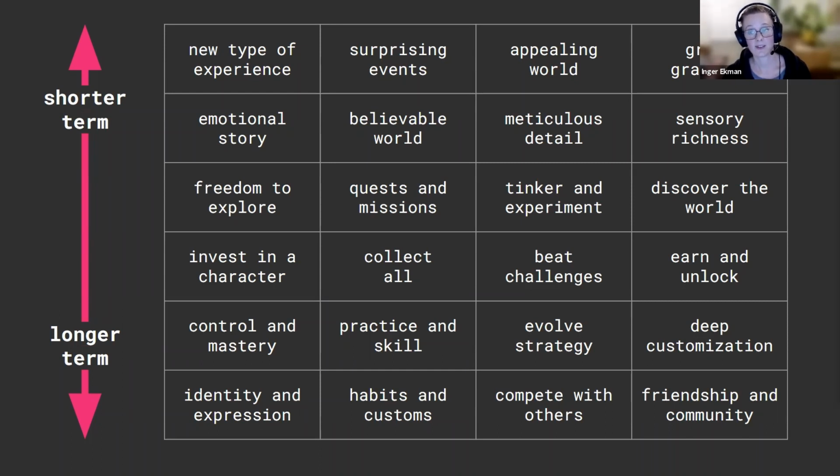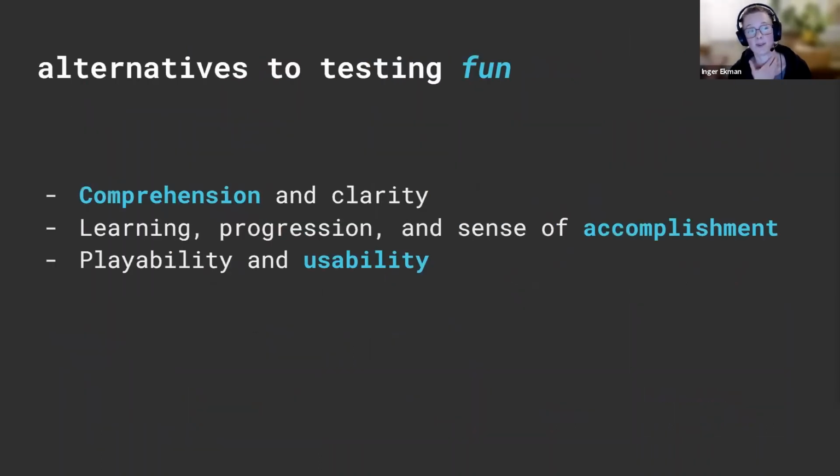So I said, let's not test fun. I'm going to give you some alternatives to testing fun. More constructive things are to test the things that enable fun. The comprehension and clarity is a really important thing. It's about understanding goals, what players should be doing, the means to achieve different goals in the game, and understanding and resonating with the rewards. Do players see a point of doing the thing the game is asking them to?